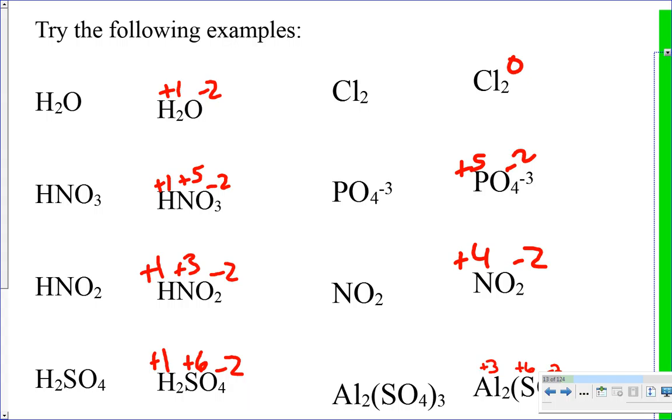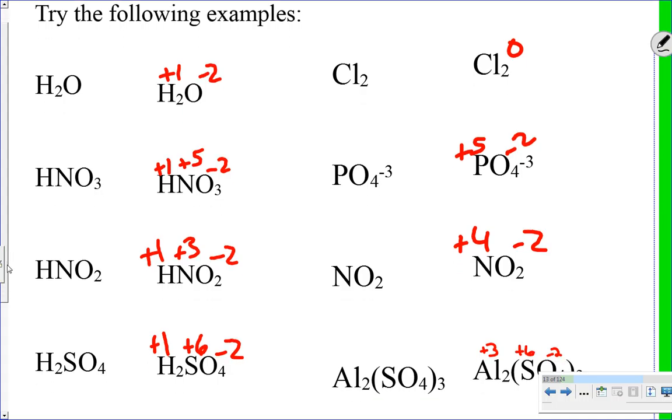Your example for H2O is pretty straightforward. Remember, you're starting with oxygen being your sure thing. We're clued in that hydrogen is positive because it's coming first. So 2 times positive 1 plus negative 2 equals 0.